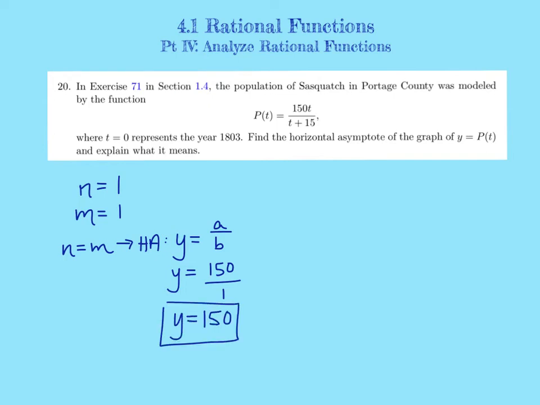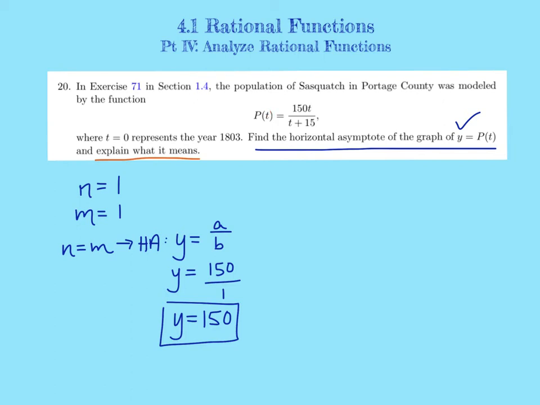So we have found the horizontal asymptote of the graph of y equals p of t. The next thing that we have to do is explain what that means in the context of this problem. In the previous video, we talked about the relationship between a function's graph, its horizontal asymptote, and its end behavior. And the end behavior is how a graph behaves at the very ends. So all the way to the right as x, or in this case t, approaches positive infinity, and all the way to the left when t approaches negative infinity.